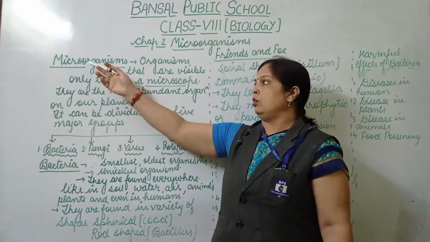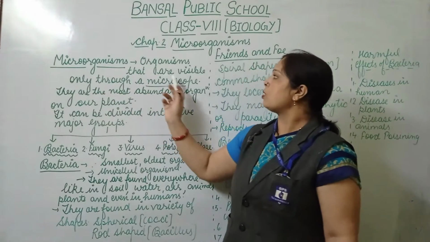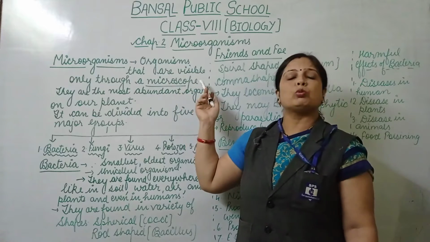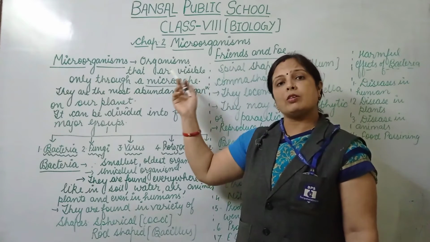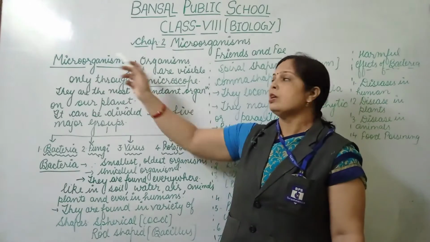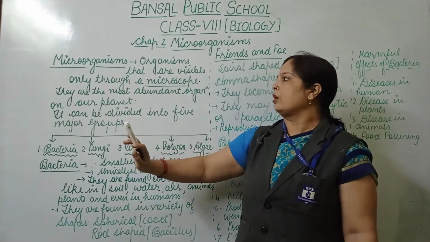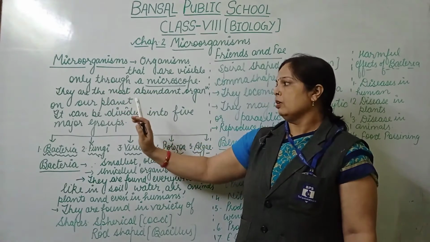Micro means small, tiny. Clear? So those organisms which are visible only through a microscope, that means which cannot be seen with naked eyes, which can be seen only through a microscope, are known as microorganisms. They are the most abundant organisms on our planet.